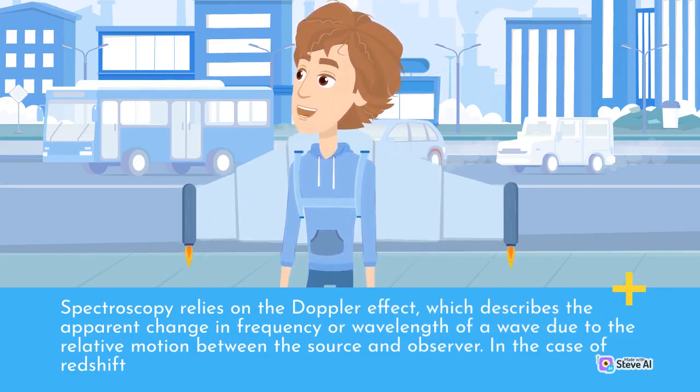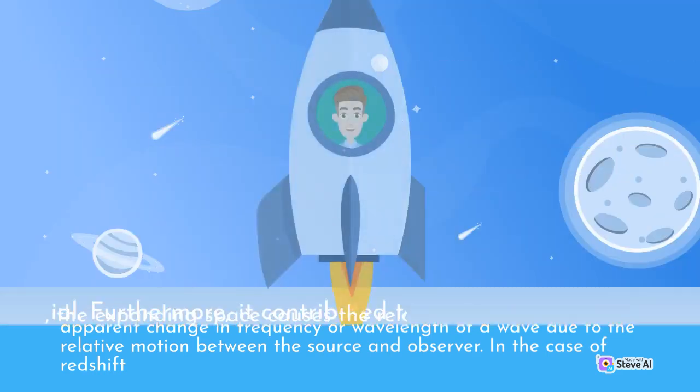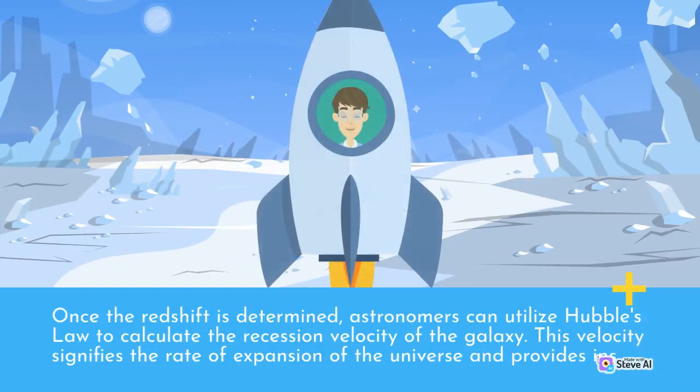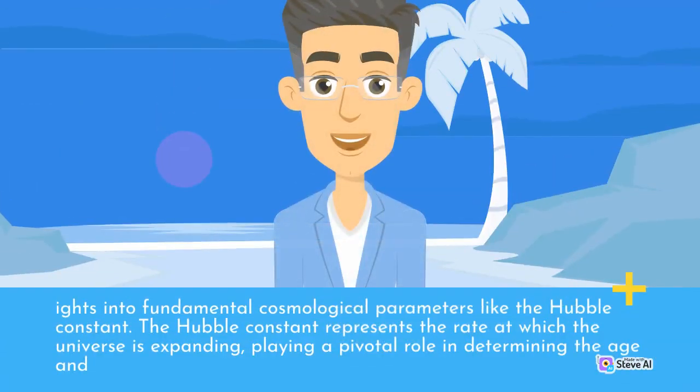In the case of redshift, the expanding space causes the relative motion between the observer, us, and the source, the galaxy. Consequently, the wavelengths of light stretch, resulting in observed redshift. Once the redshift is determined, astronomers can utilize Hubble's law to calculate the recession velocity of the galaxy. This velocity signifies the rate of expansion of the universe and provides insights into fundamental cosmological parameters like the Hubble constant.